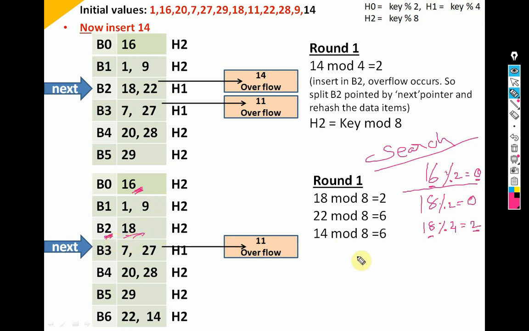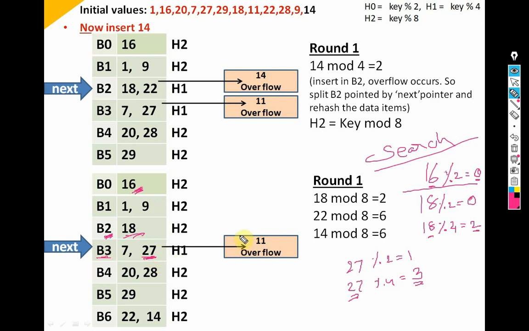Right? Suppose I want to search 27. 27 mod 2 is 1, so 27 should be available in the first bucket. Is 27 available in the first bucket? No. Then you go with mod 4. 27 mod 4 is 3, so 27 should be available in the third bucket. Is 27 available in the third bucket? Yes, it is available. There may be lakhs of values, but you can catch hold of the value.